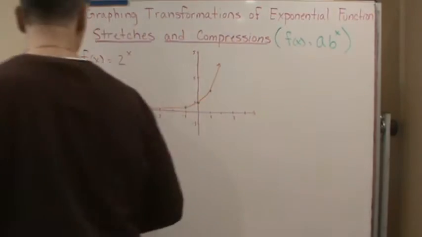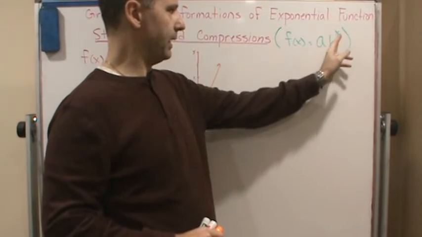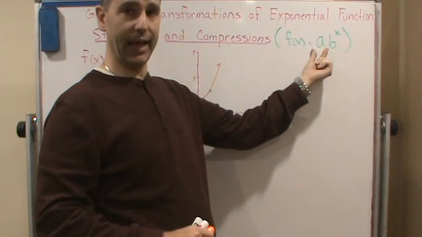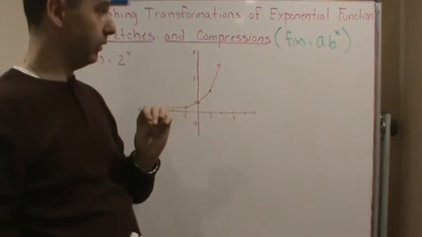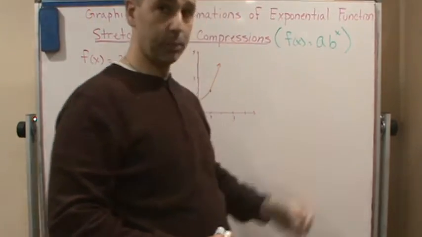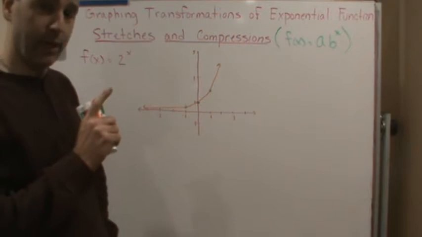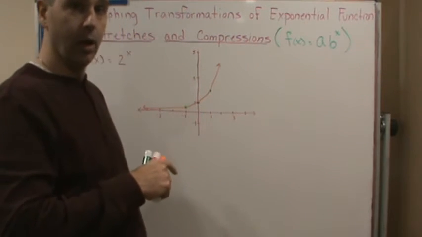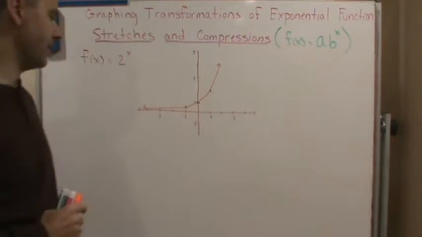Now, in the general form we have f of x equals a times b to the x. And now we're going to focus on a, because when we multiply outside the function, so we're outside the exponential function here, by a constant, it's going to end up being a vertical stretch or a vertical compression. Okay, so what does that mean?